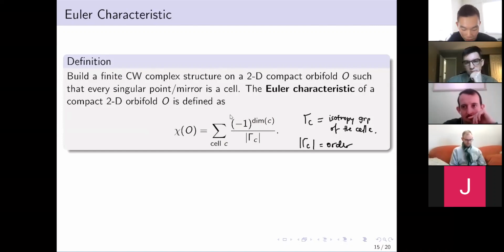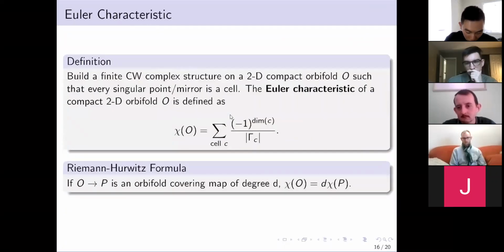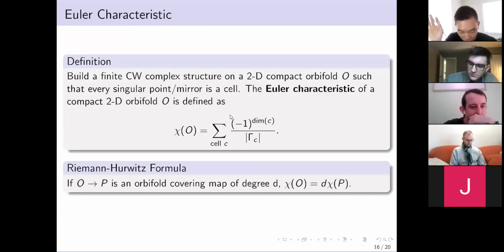There's a benefit in defining the Euler characteristic in this way. The benefit is that we have this very nice formula, so succinct, it just looks neat. And it corresponds to the usual Riemann-Hurwitz formula in the theory of covering spaces, which says that if we have a covering map of degree D, then the Euler characteristic of the covering space O is just D times the Euler characteristic of P. And the proof of this is not difficult either.